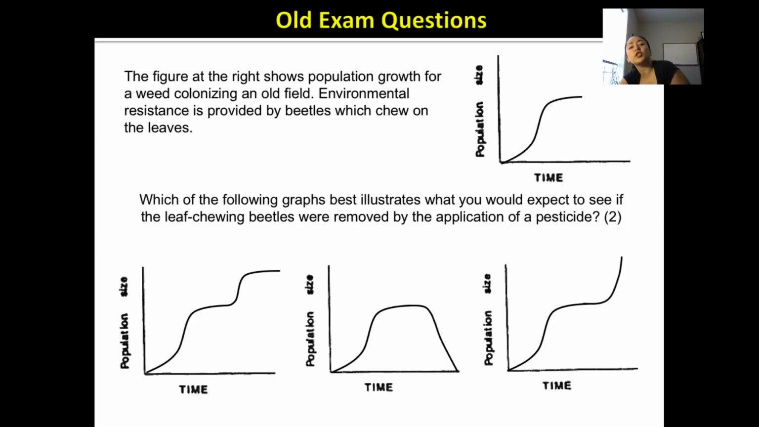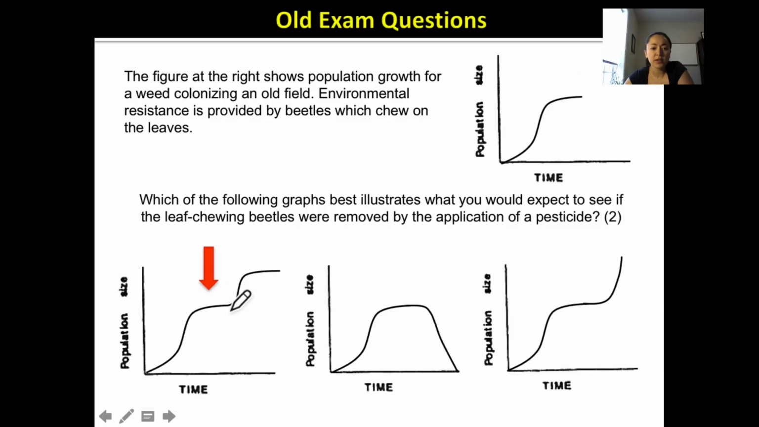The figure at the right shows population growth for a weed colonizing an old field. Environmental resistance is provided by beetles which chew on the leaves, so they prevent the weed population from continuing to grow exponentially. Which of the following graphs best illustrates what you would expect to see if the leaf-chewing beetles were removed by the application of a pesticide? So what do you think would happen if the beetles were removed? The correct answer here is this first graph.